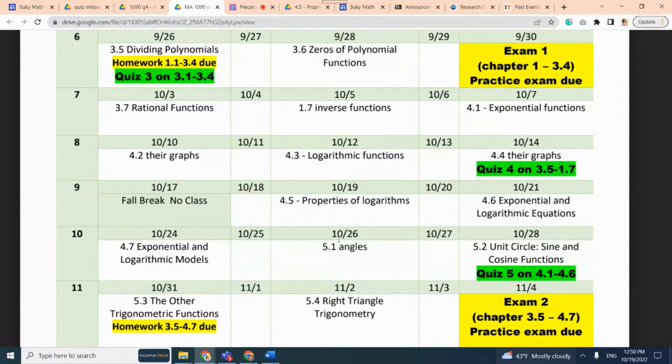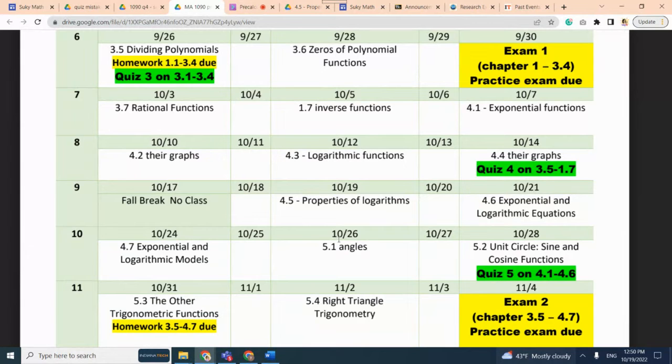So today we will talk about section 4.5. Let me make this bigger. Okay, so it'll be bigger. Awesome. Okay, so today we will talk about section 4.5, properties of logarithms.